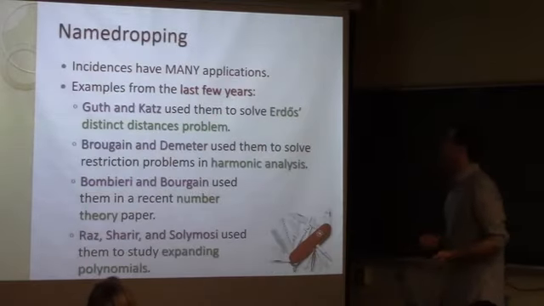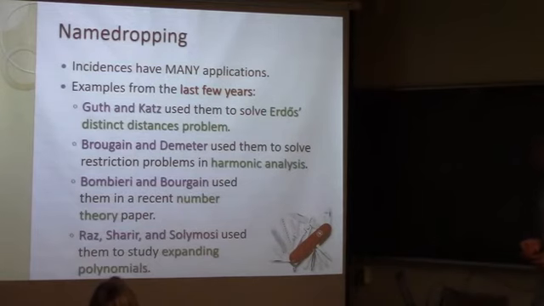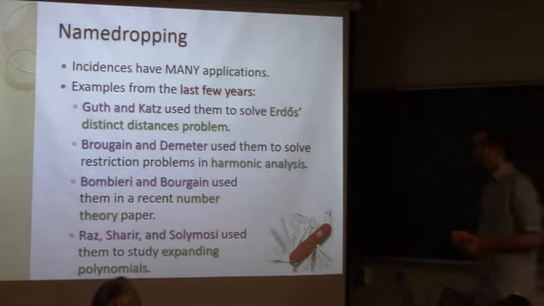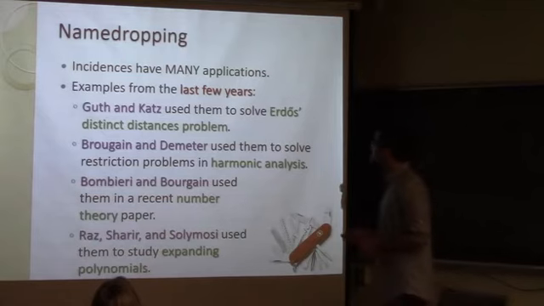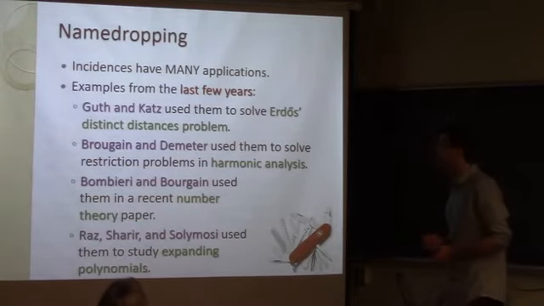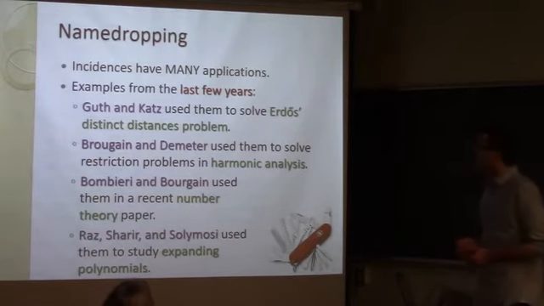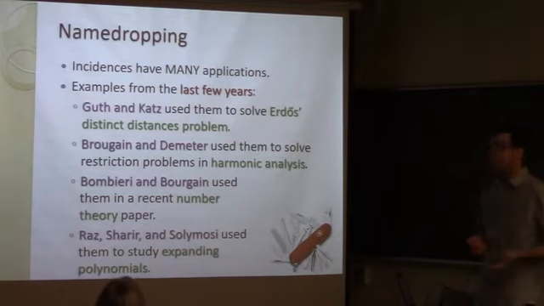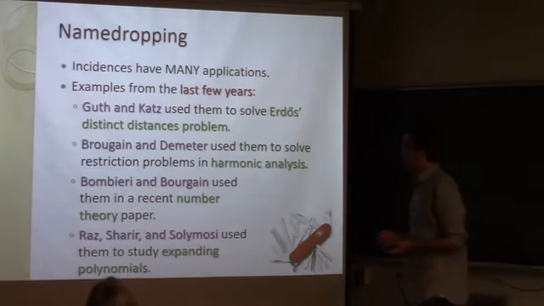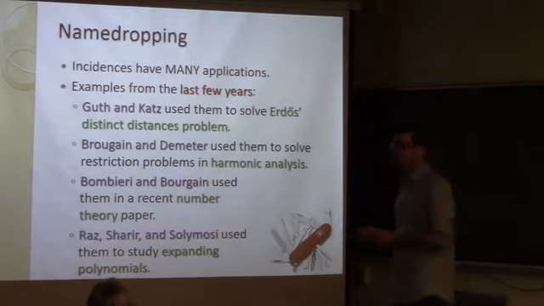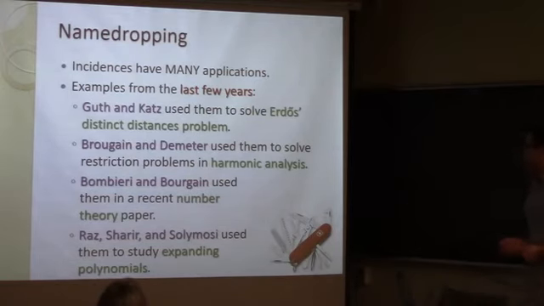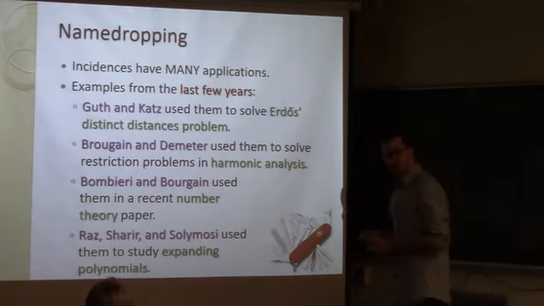From discrete geometry itself, maybe the largest result in the past decade is Guth and Katz's solution to the distinct distances problem. This was done by reducing the problem to a point-line incidence problem in 3-dimensional space and solving it. Bourgain and Demeter have all sorts of papers where they use incidences for discrete restriction problems.